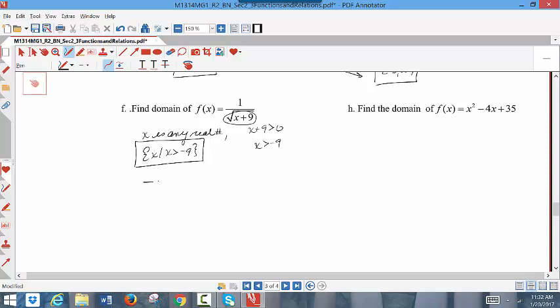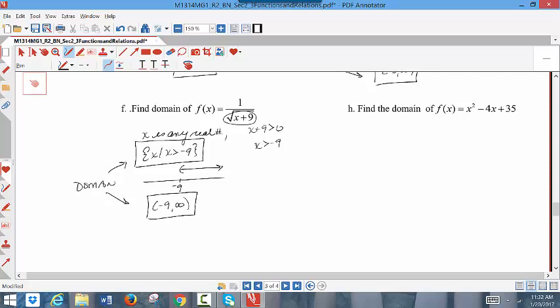I can show it as a graph because that makes it easier to turn it into interval notation. Greater than negative 9 is to the right with the parentheses. So in interval notation, it is negative 9 to infinity. This is your domain written as a set and then also written in interval notation.